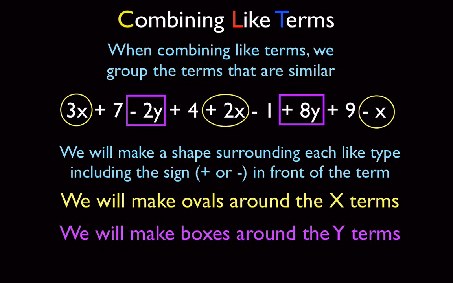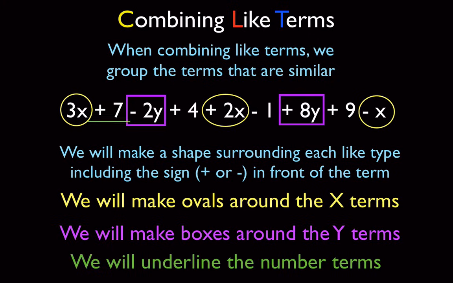Lastly, I'm going to go ahead and put a third thing. And realize you don't have to use ovals or boxes. It's not like ovals are always x's or anything like that. It's just about giving it a shape to make it look to your eyes really obviously different. And the last one I just went ahead and underlined. So I underlined all the numbers: positive 7, positive 4, negative 1, and positive 9.